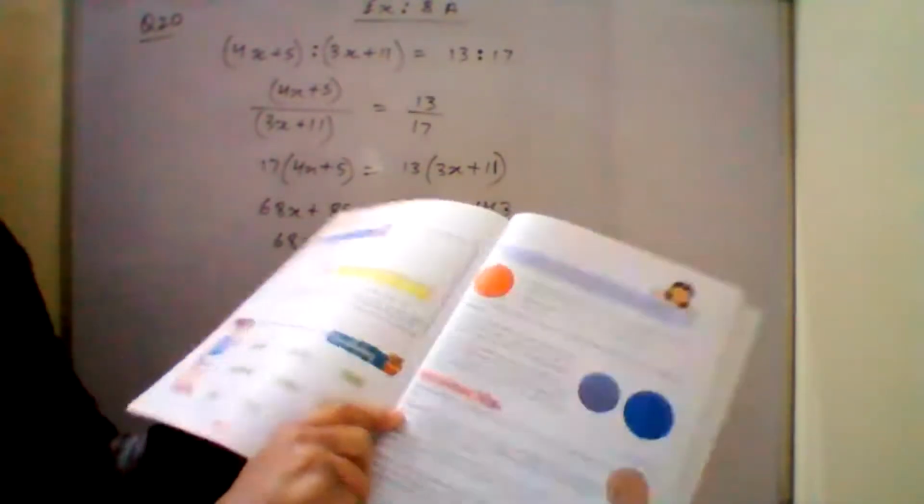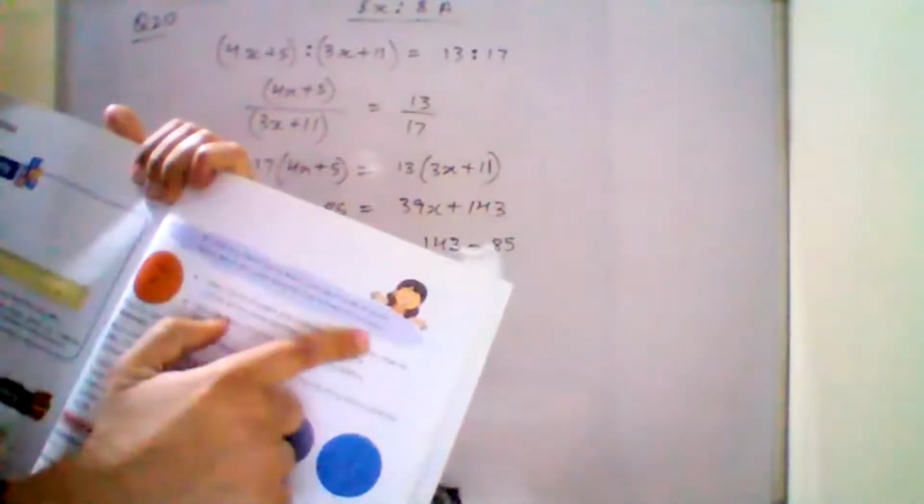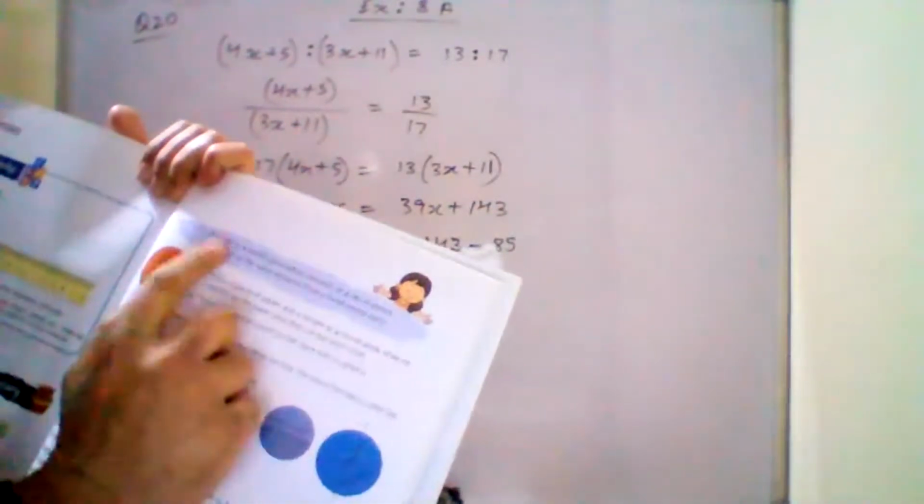Uske baad, you will make a circle. Mark the center of the circle. Draw the circle with the help of a compass. Can you all draw a circle with the help of a compass? Yes, sir. Okay, very good.